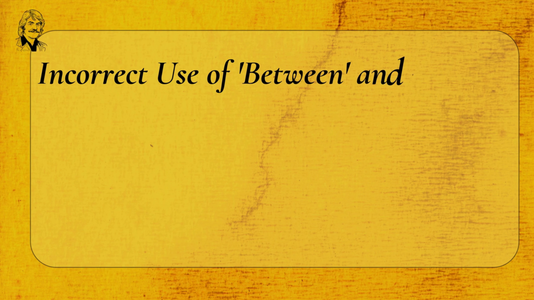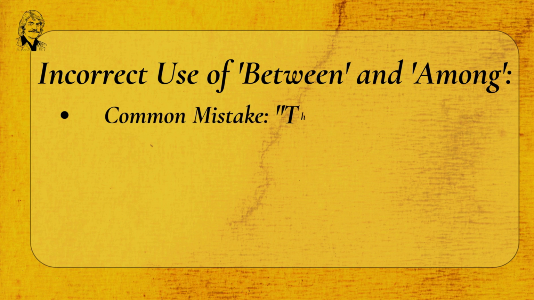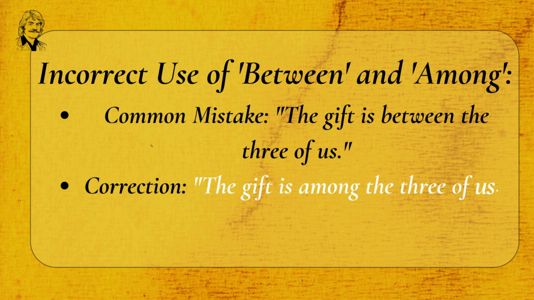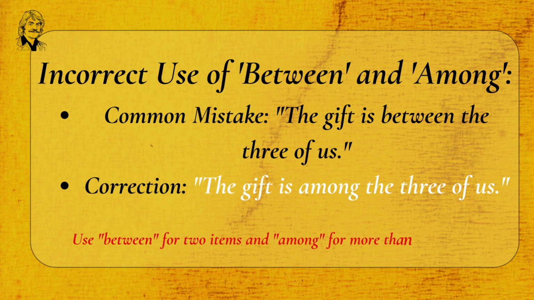Incorrect use of between and among. Common mistake: The gift is between the three of us. Correction: The gift is among the three of us. Use between for two items and among for more than two items.